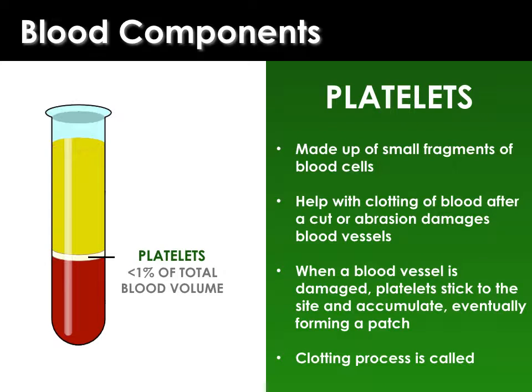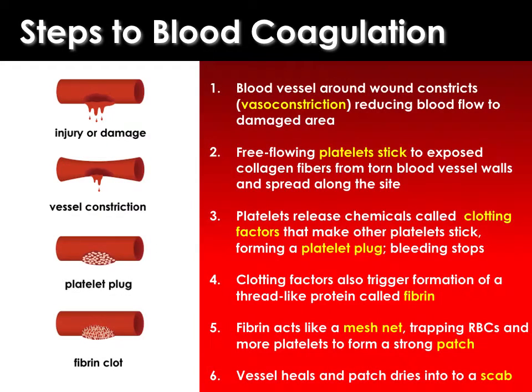The remaining component of blood is platelets. These are made up of small fragments of blood cells. Platelets are important to help with clotting of blood after a cut or damage to blood vessels. When the blood vessel is damaged, the platelets actually stick to the site and accumulate, eventually forming a patch. And this process is called clotting. So let's take another look at that.